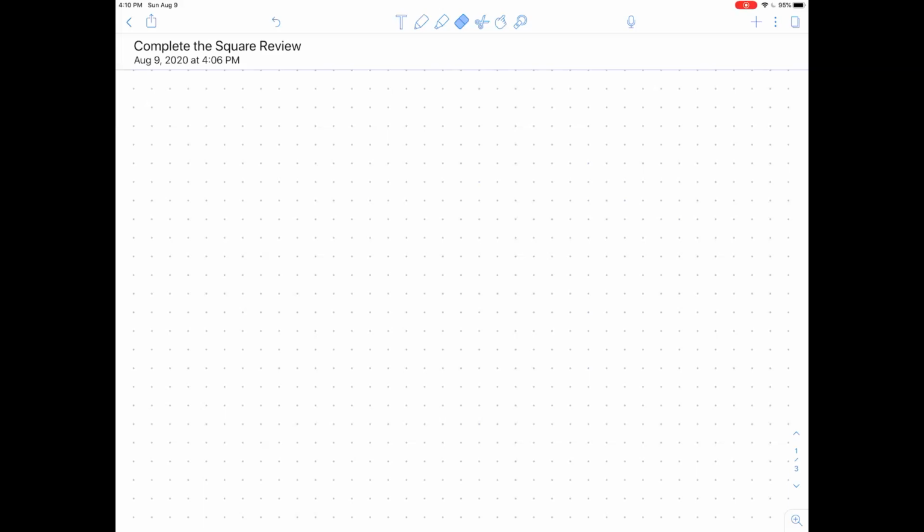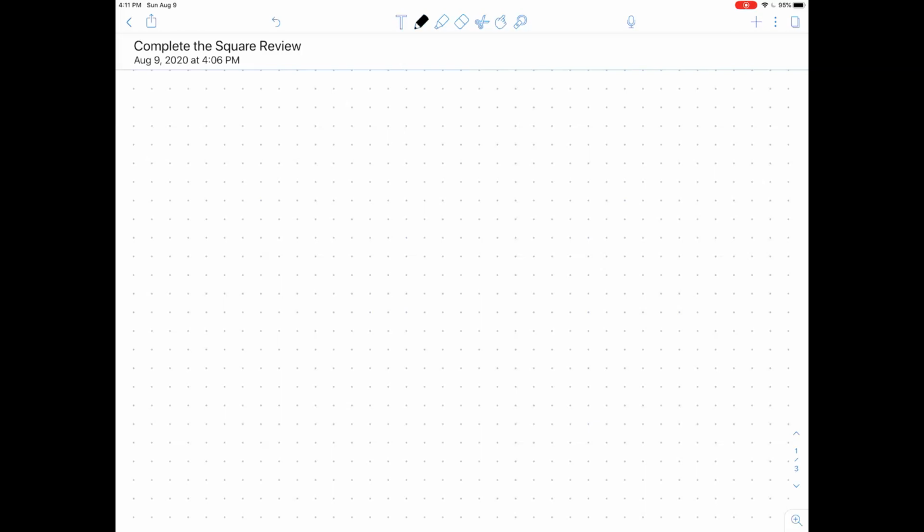Okay, so tomorrow you're really going to have to use the skill completing the square to write equations of parabolas that do not have a vertex at the origin. The vertex will shift, so completing the square, we have to review it. Okay, so let's just do a visual to help you remember how to complete the square.